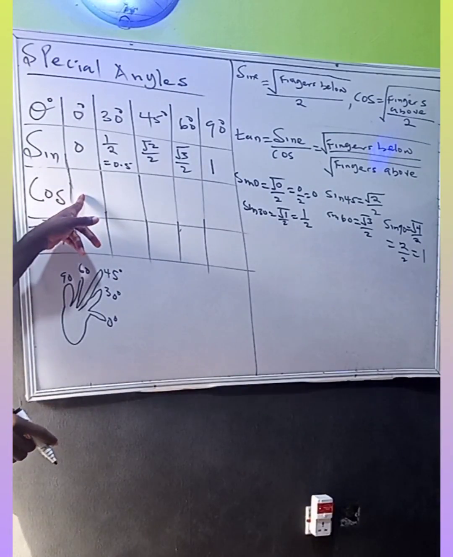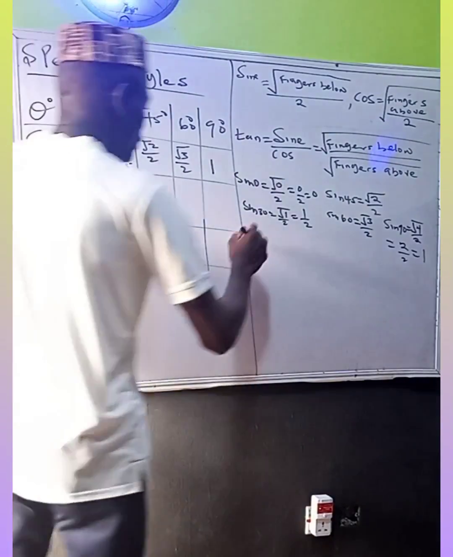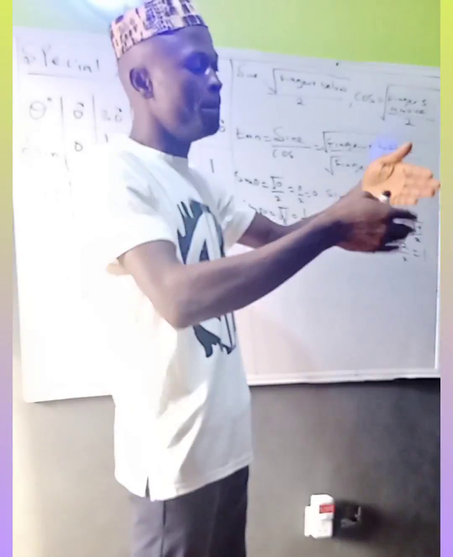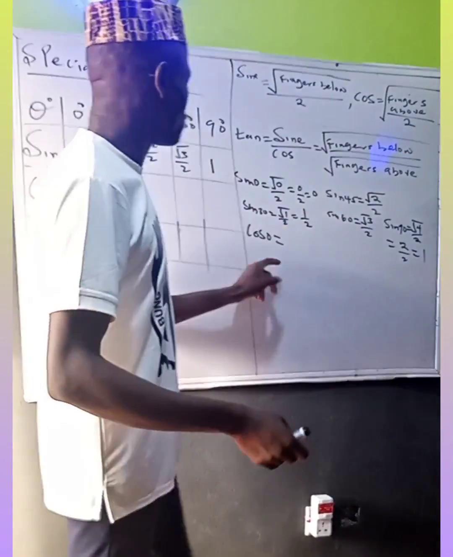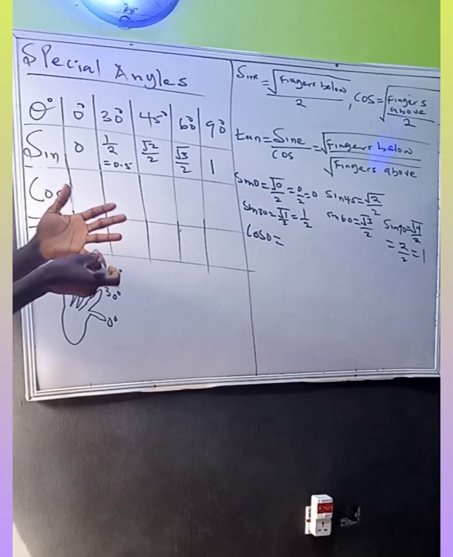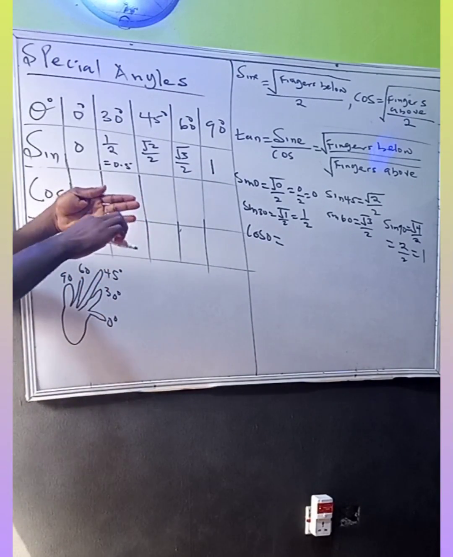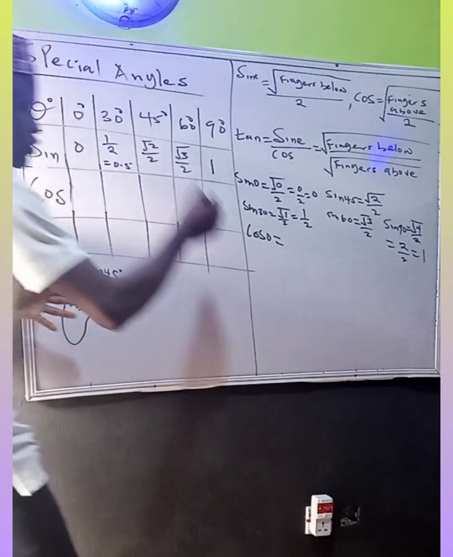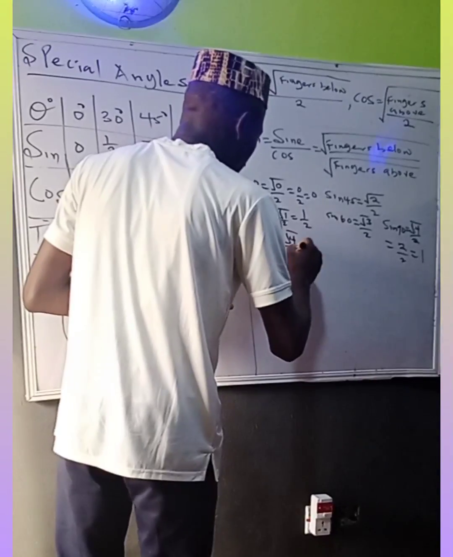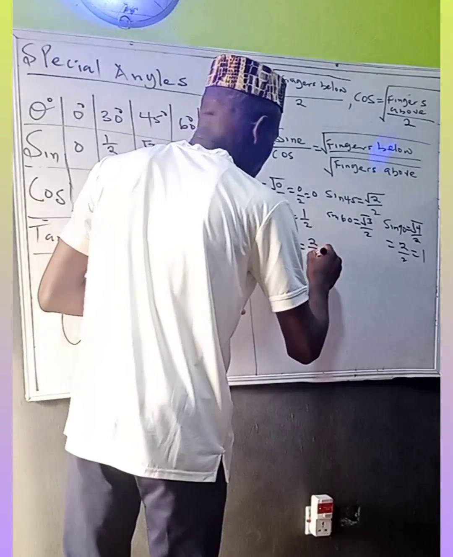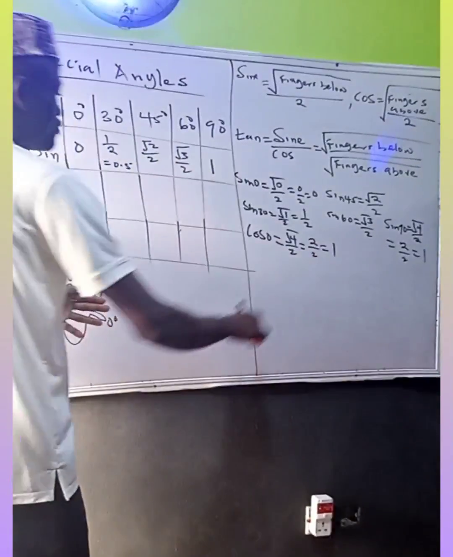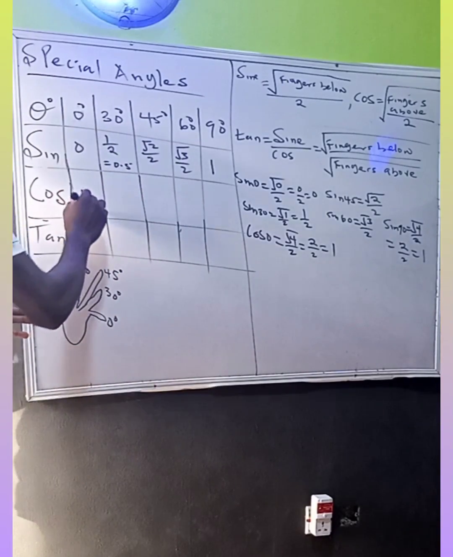Let's move to cosine. For cosine, the formula is the square root of the number of fingers above divided by 2. For cos 0, this is angle 0. How many fingers do we have above that angle 0? 1, 2, 3, 4. So it becomes the square root of 4 divided by 2, which is 2 divided by 2, and the answer is 1. So cos 0 is 1.